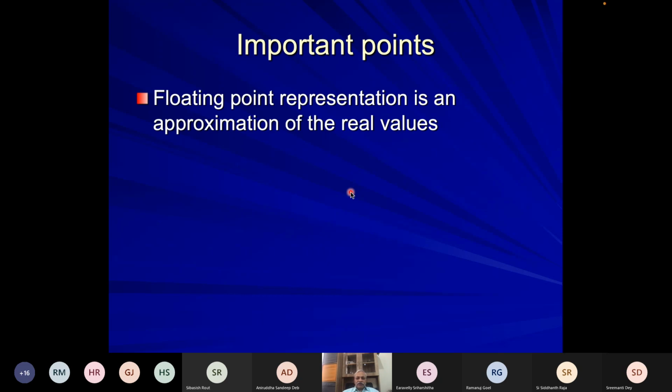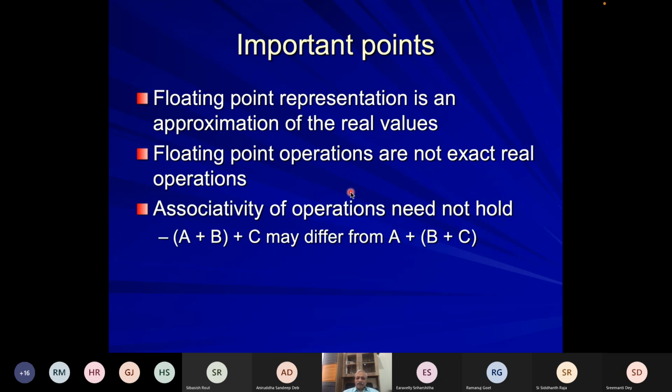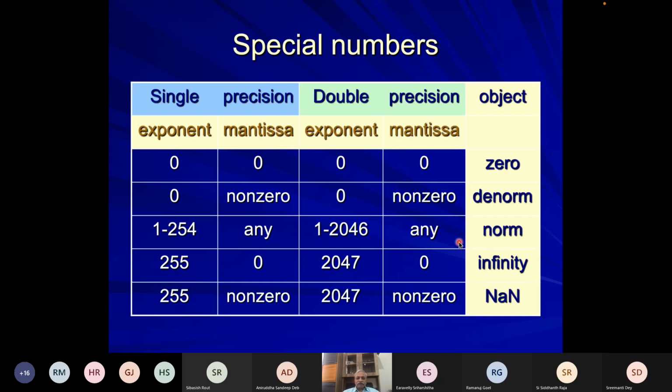So the important points are: floating point representation is an approximation of the real values. Floating point operations are not exact real operations. There is an approximation involved, and associativity of operations need not hold. In integer, we always assume that a plus b plus c can be written as a plus b plus c in any grouping. But here, depending upon the order in which you perform, there may be different loss, and therefore it need not be associative.